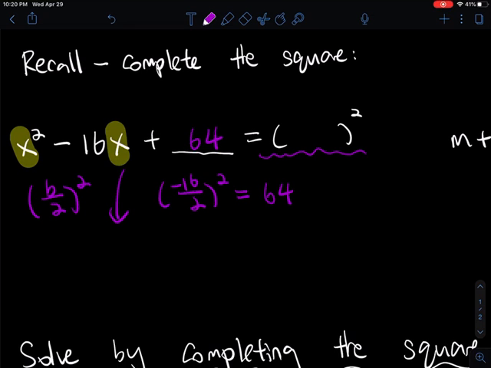And why do we do that? Well, now we can factor the left-hand side, right? We need two numbers that add up to negative 16 and multiply to 64. So that's going to be minus 8 and minus 8. And then we can write that as x minus 8 squared. Okay, we've completed the square.